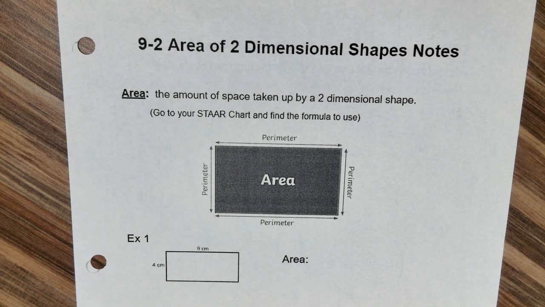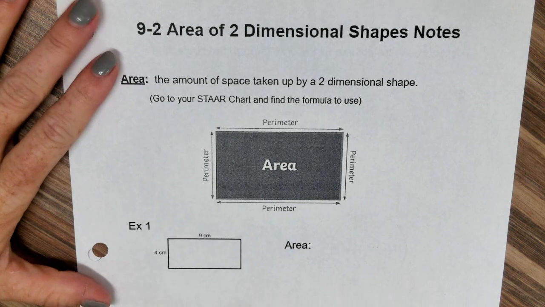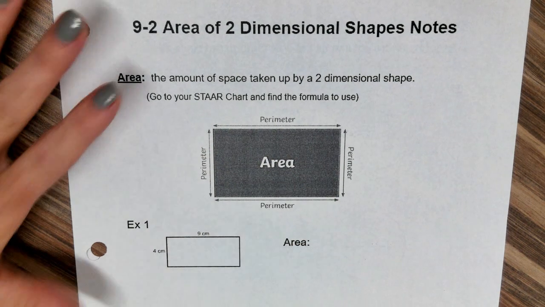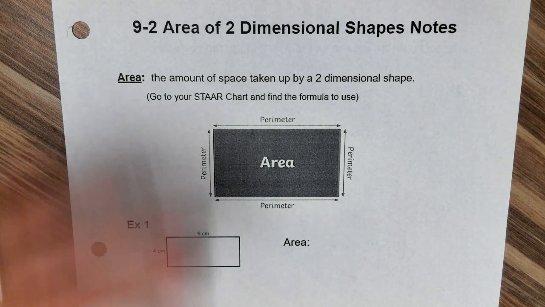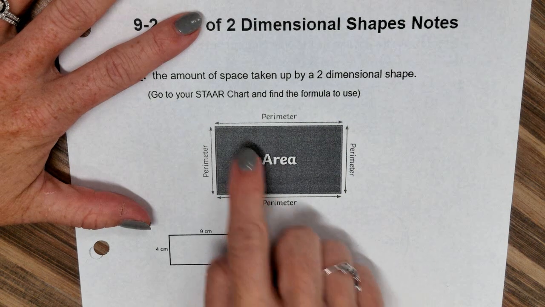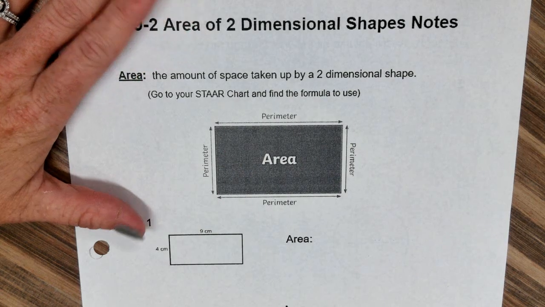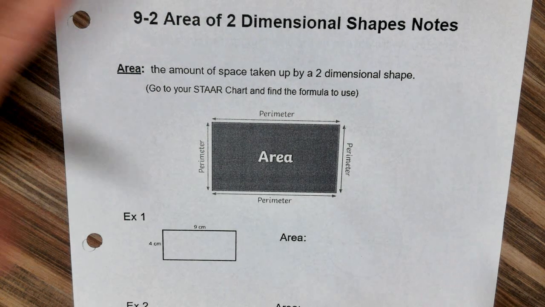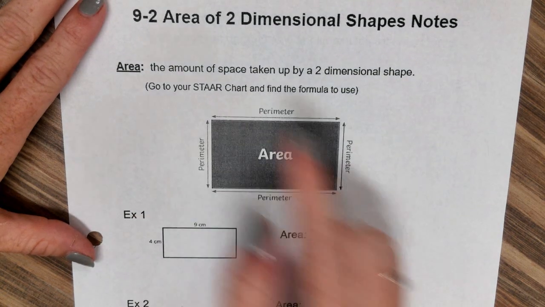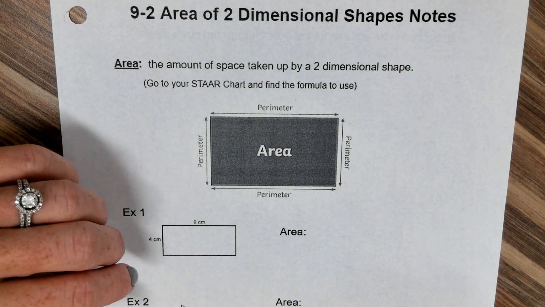So what's the difference between perimeter and area? Perimeter, again, is like putting a fence up around your yard, where area is the entire yard, all of the outside and inside. I think of it like laying grass. You wouldn't just lay grass along the outside, would you? You would want it all through the yard. So area is the amount of space taken up by a two-dimensional shape. It's the whole thing.